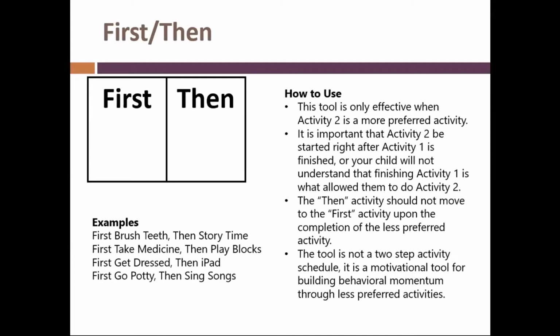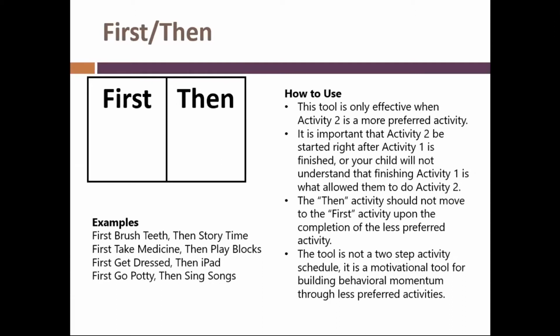So if you're going to start with first thens, if there's something that your child doesn't like to do, pair it with something that you know that they do like to do. They're not great on going potty. You can do first go potty, then sing songs; get dressed, then iPad. So when you're thinking about that second thing, that's the reward part.